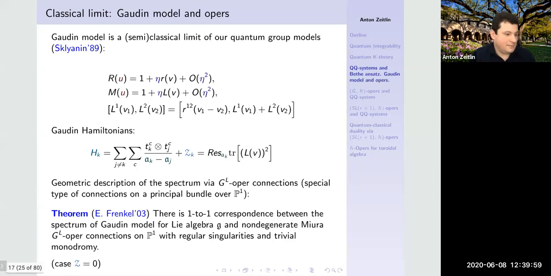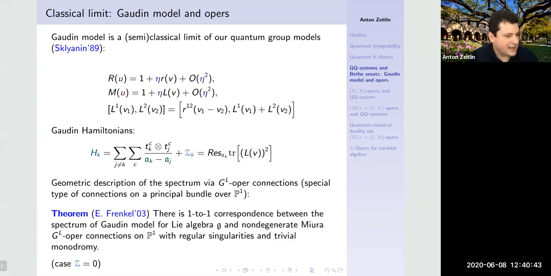So what Edward did is a one-to-one correspondence between the spectrum of the Gaudin model, the spectrum of these Hamiltonians, and connections on P1 of a special type, so that the corresponding group, the principal bundles where that connection lives, is Langlands dual. He did it in the case z equal to zero, so that this curly z in there is related to the z we had before. It's sort of the classical limit of that one. But it can be generalized to the non-zero z case.